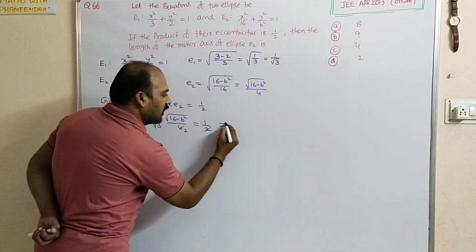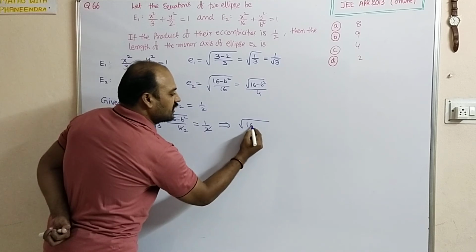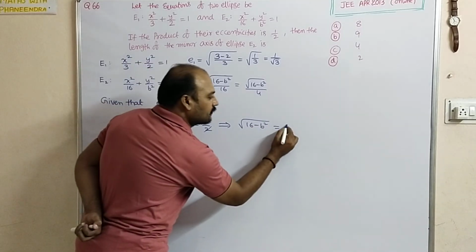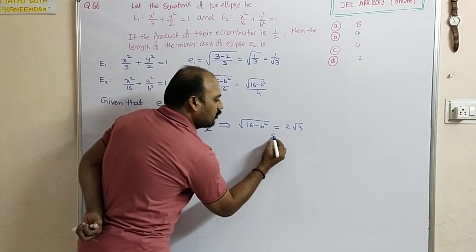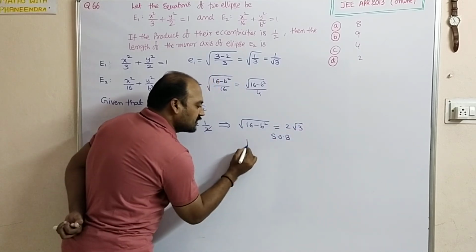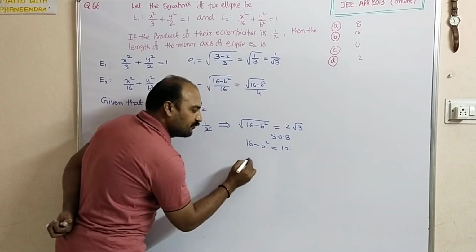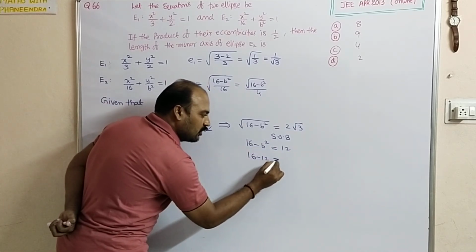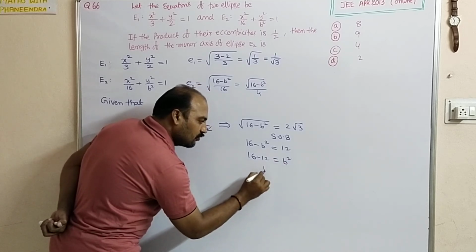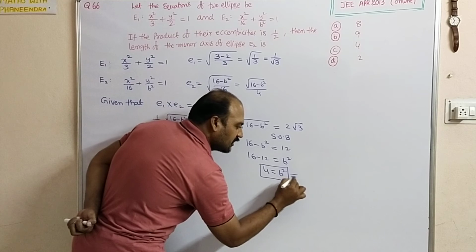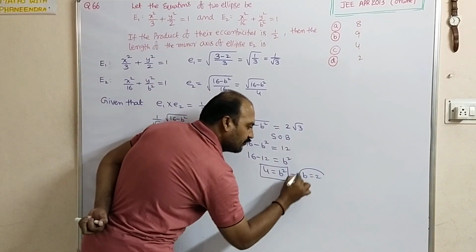So cross multiply: root of 16 minus b square is equal to 2 into root 3. Squaring on both sides, 16 minus b square is equal to 4 3s are 12. 16 minus 12 equal to b square. So 4 is equal to b square, which implies b is equal to 2.